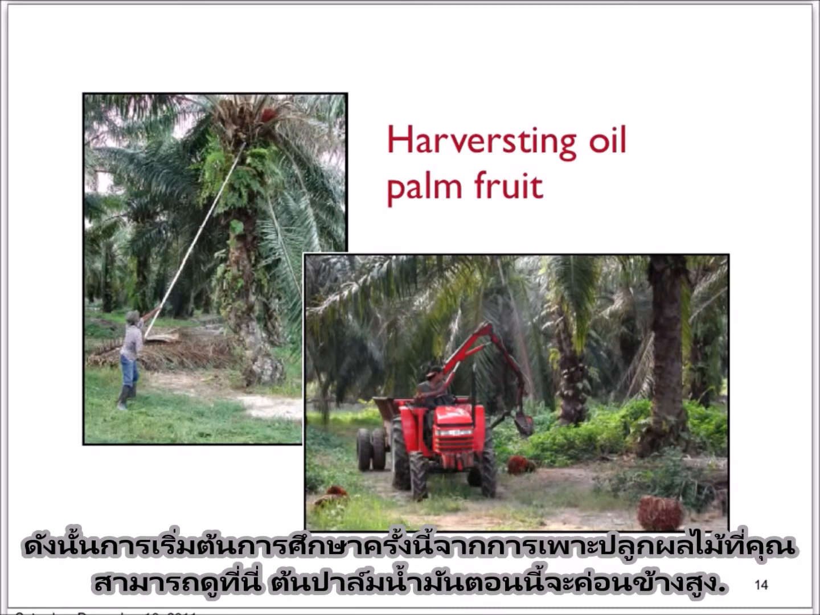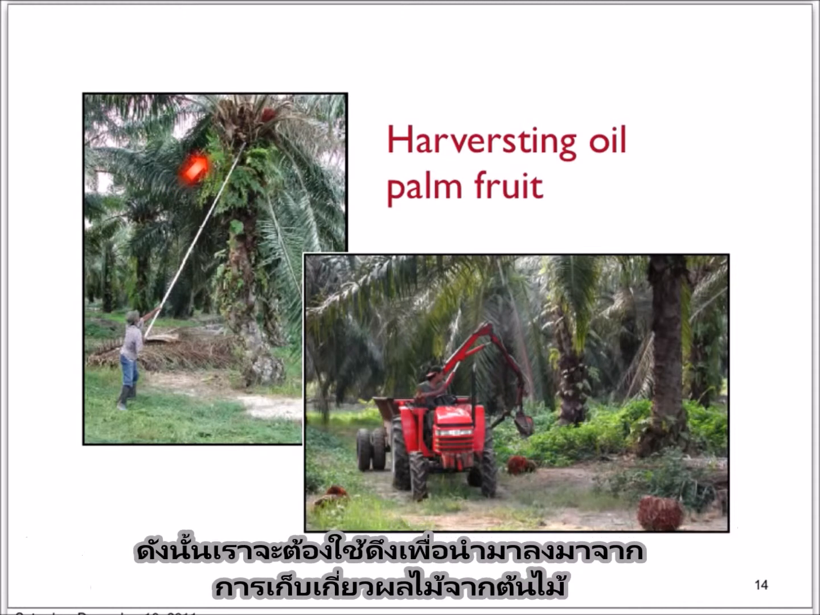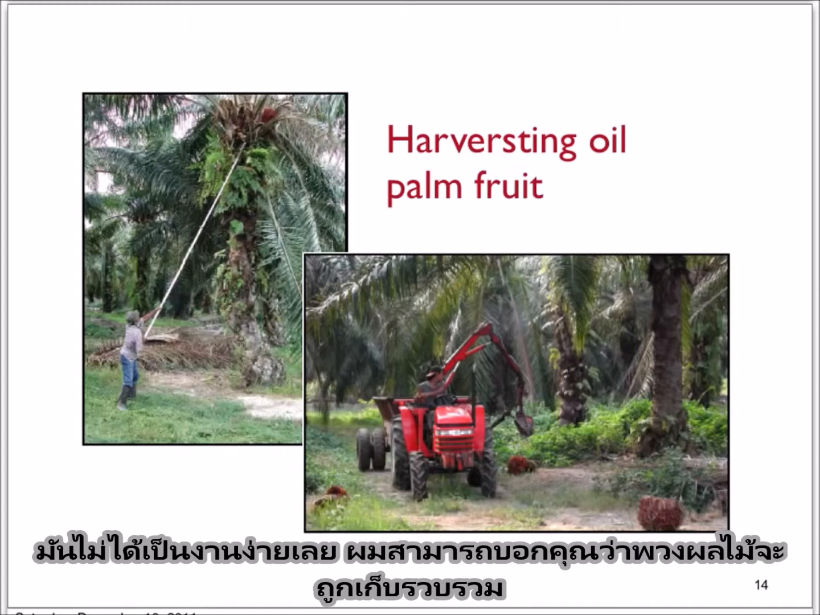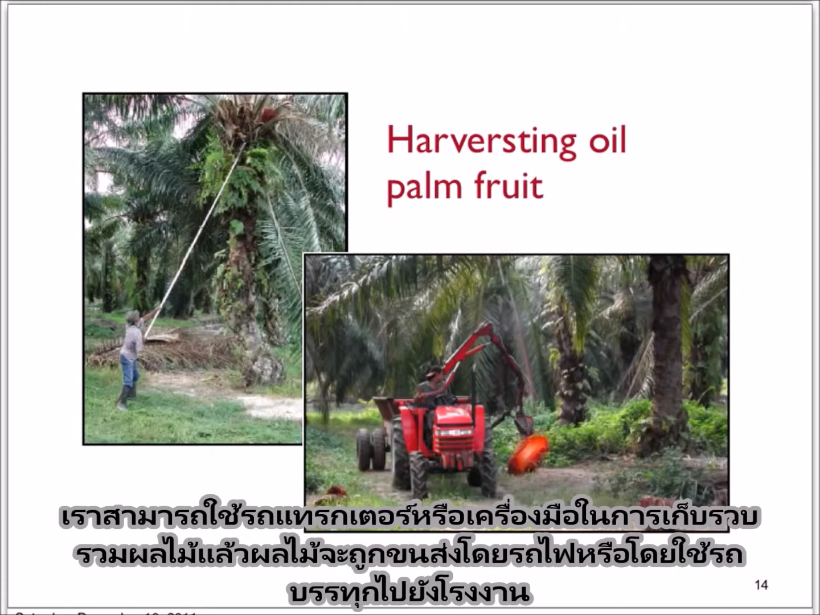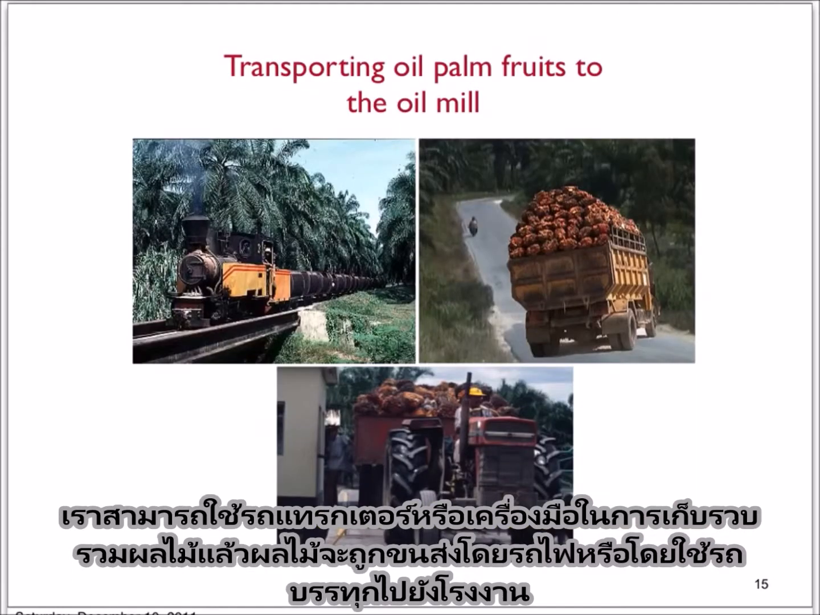So the story starts from the plantation. You can see here the oil palm tree is now quite tall, so we have to use a pole to bring down and harvest the fruits from the tree. It's not a very easy job, I can tell you. Then the fruit bunches will be collected. These days we can use a tractor or modern means to collect the fruit. Then the fruit will be transported by train or by lorry to the factory.